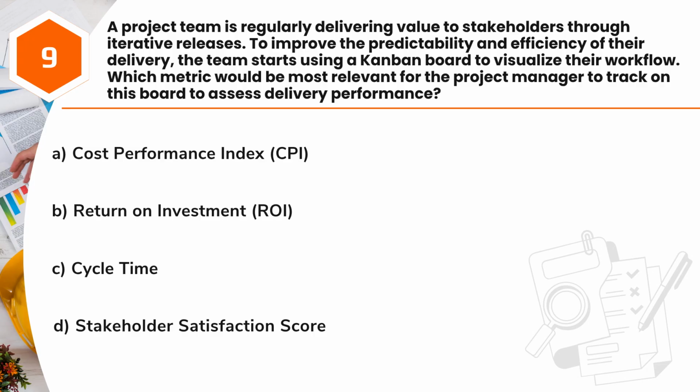Question 9. A project team is regularly delivering value to stakeholders through iterative releases. To improve the predictability and efficiency of their delivery, the team starts using a Kanban board to visualize their workflow. Which metric would be most relevant for the project manager to track on this board to assess delivery performance? A. Cost Performance Index, CPI. B. Return on Investment, ROI. C. Cycle time. D. Stakeholder Satisfaction Score.